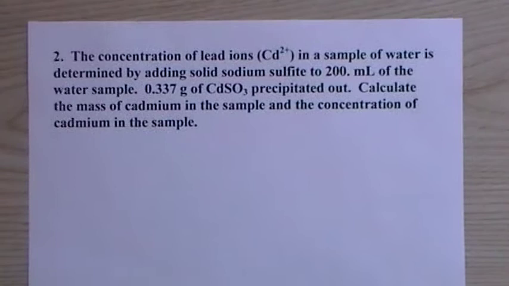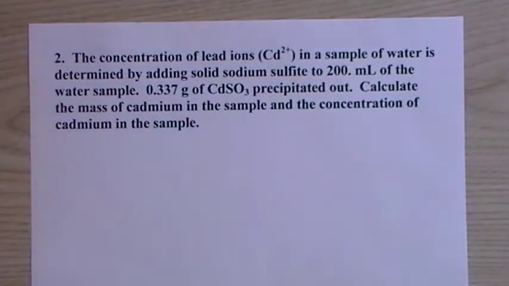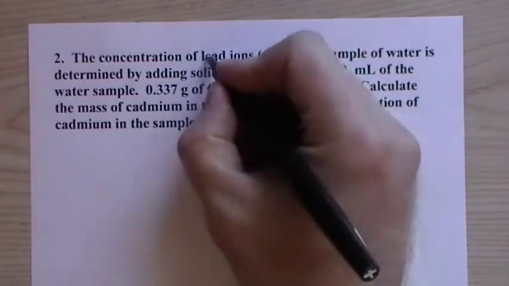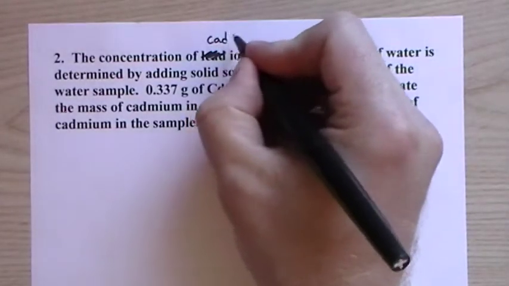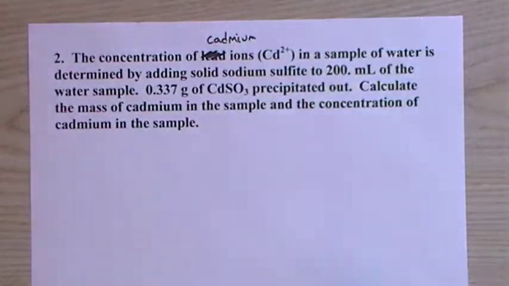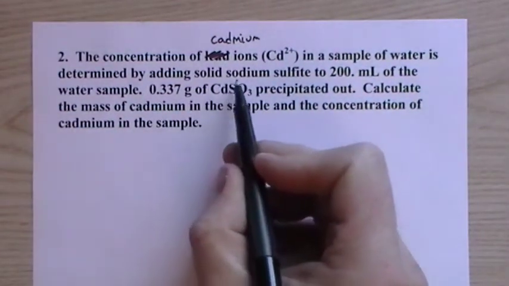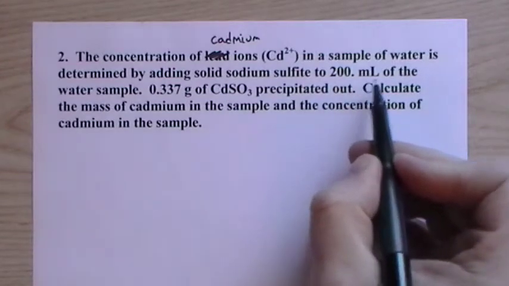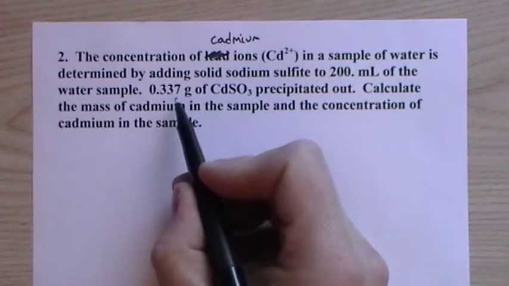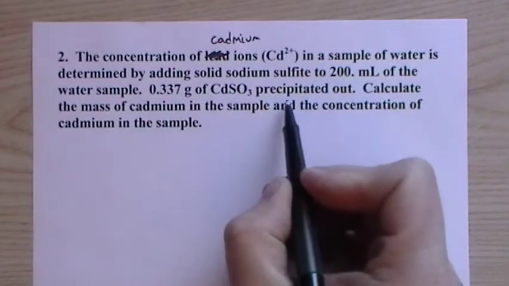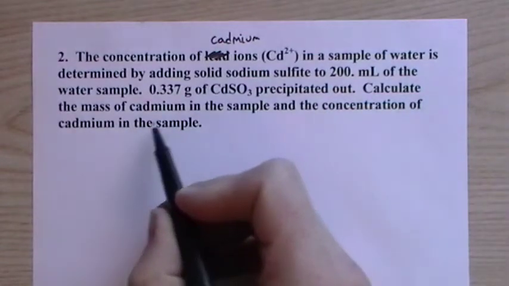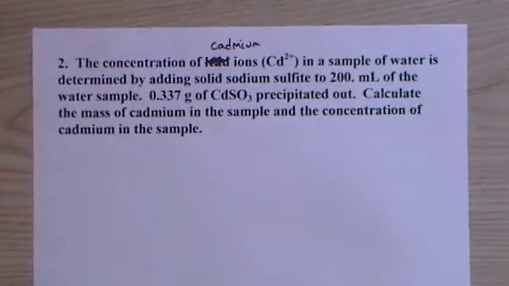All right, let's take a look at another problem here. We'll just do one more gravimetric analysis problem. The concentration of cadmium ions, Cd2+, in a sample of water is determined by adding solid sodium sulfite to 200 mL of the water sample. 0.337 grams of cadmium sulfite precipitated out. Calculate the mass of the cadmium. So it should have been cadmium. I don't know, I had lead in there.